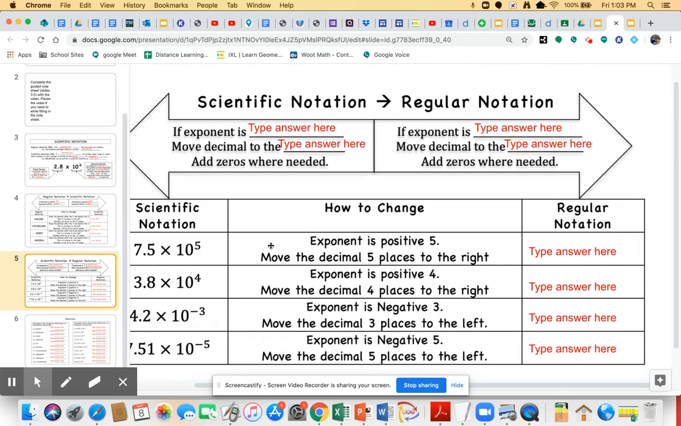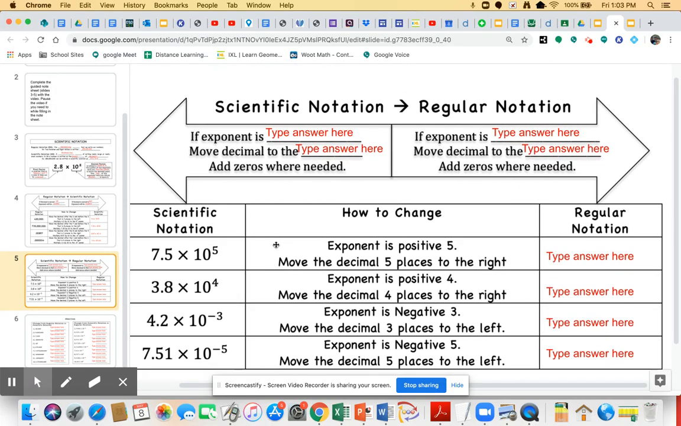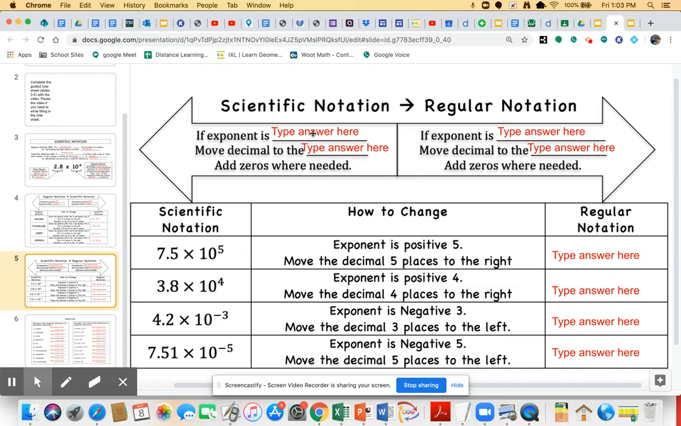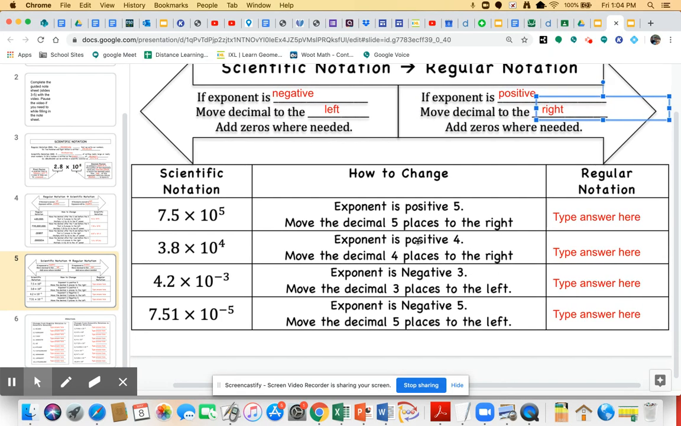Now we've got one more to look at, one more guided note sheet. So now, what if we're given scientific notation and we have to write it as regular notation? For this one, if the exponent is negative, then that means we move the decimal to the left. And if the exponent is positive, we move that decimal to the right. So let's try a little bit of practice here.